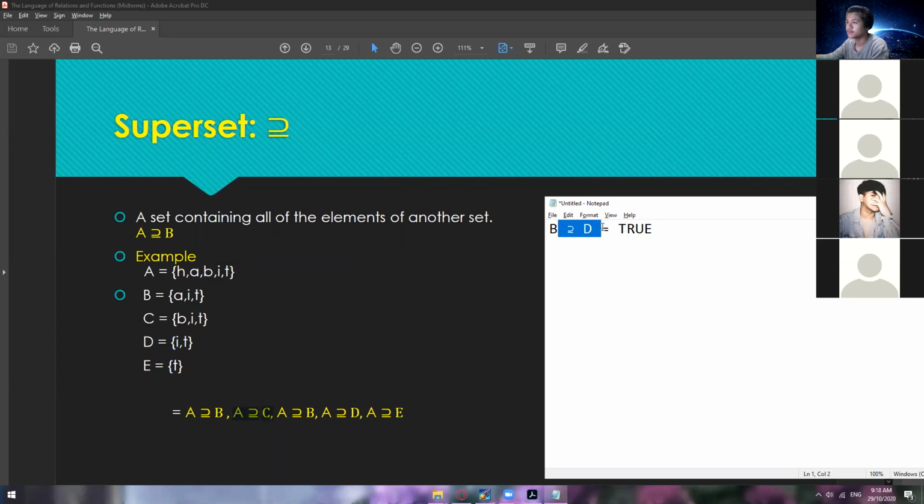How about this one? E is the superset of D. False, sir. So this one is false now since hindi na natin mahanapan yung letter I sa superset natin. How about this one? D is the superset of E. True, sir. This one is true.